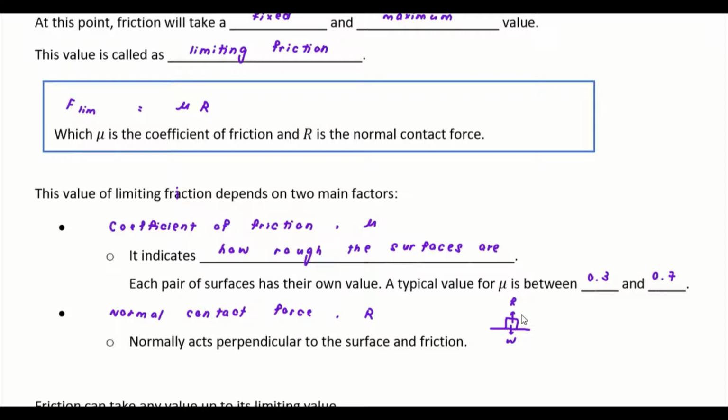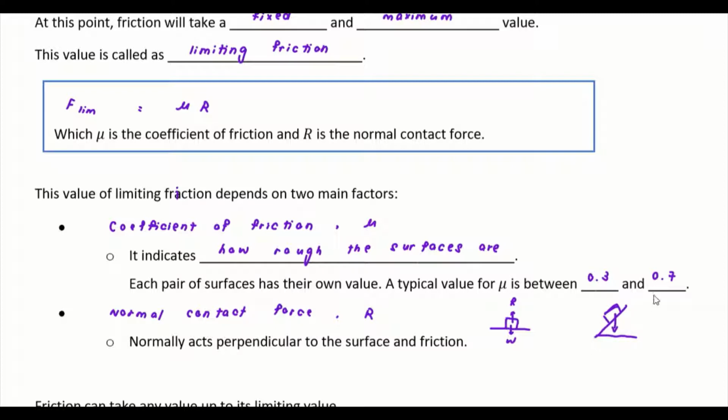Okay, so you must remember that the normal contact force isn't always opposite of the weight. Let me try to give you an example here. Let's say I have a slanted plane, and this is my object, right? You remember that the weight will always be vertically going downwards, so this is my weight. But the normal contact force isn't always opposite of your weight.